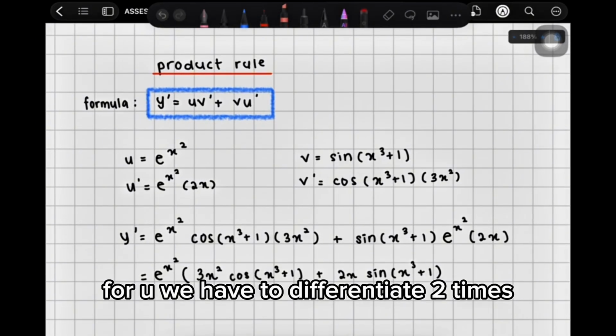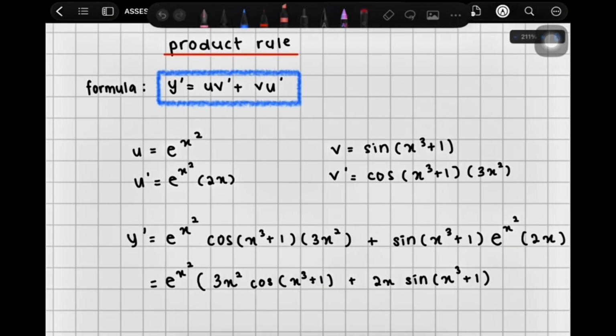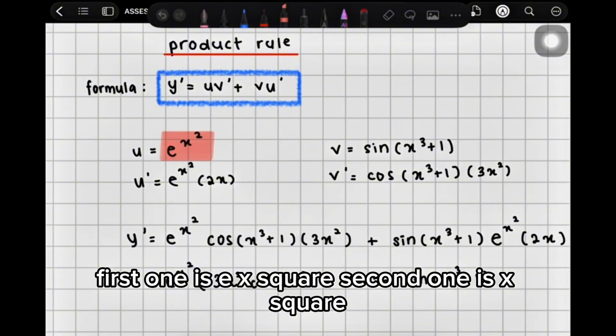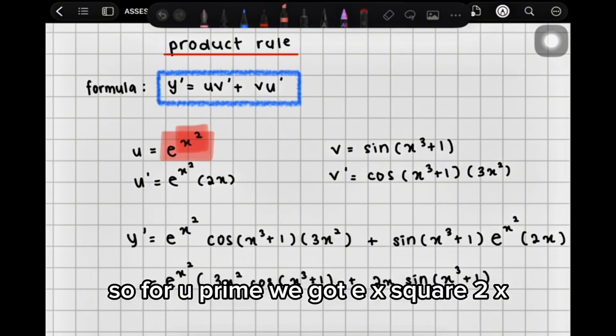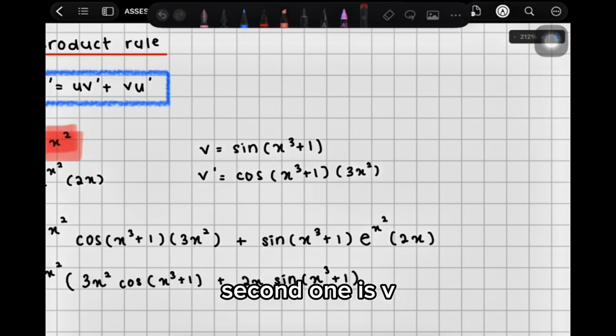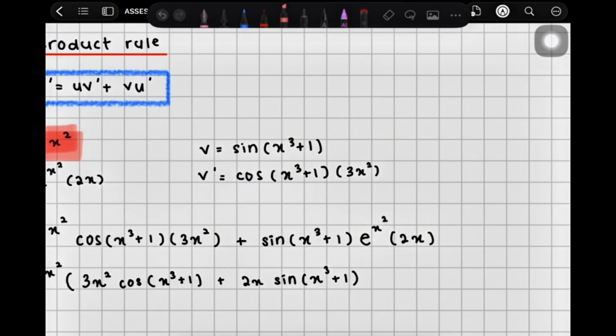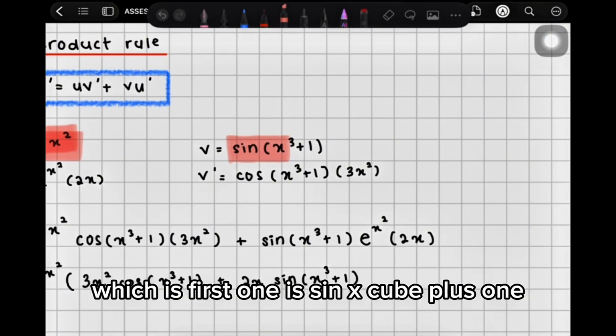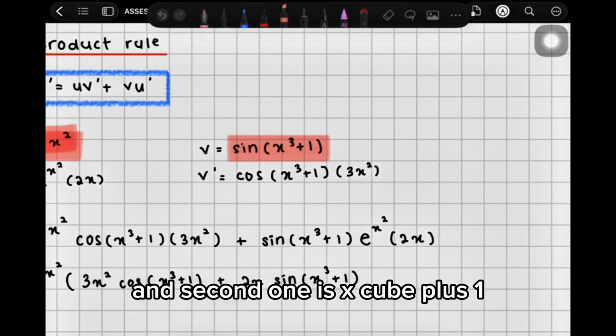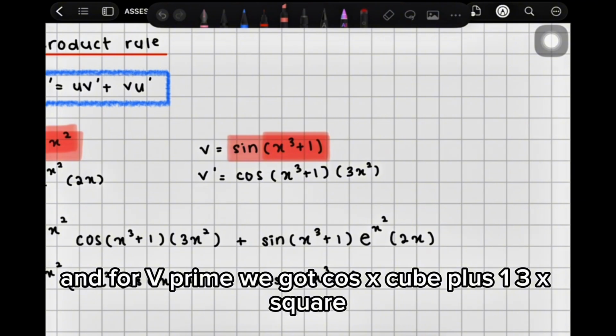For u, we have to differentiate 2 times. First one is e^x squared. Second one is x squared. So for u prime, we got e^x squared times 2x. Second one is v. We also have to differentiate 2 times, which is first one is sine of x cubed plus 1, and second one is x cubed plus 1. And for v prime, we got cos of x cubed plus 1 times 3x squared.